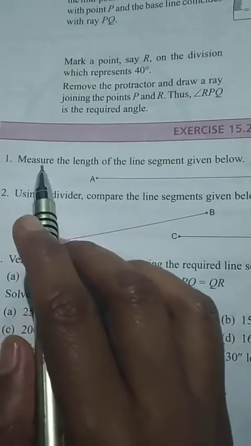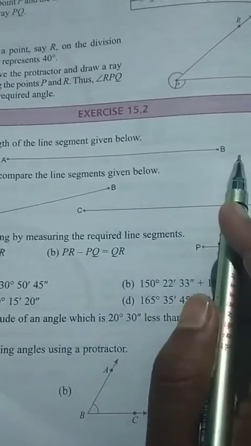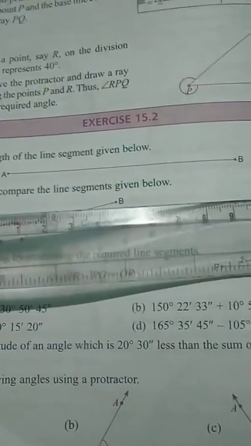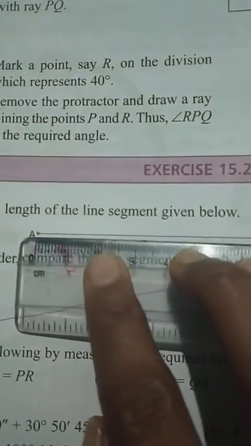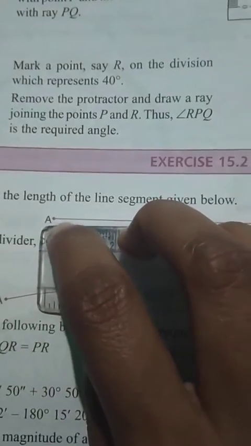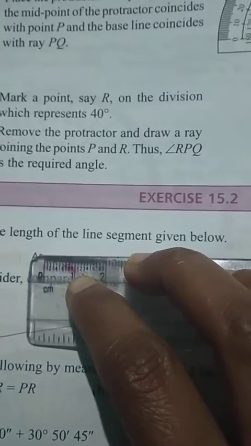Question number 1. Measure the length of the line segment given below. You have to measure this line segment. You know how to measure? By using your ruler or scale. You have to keep your scale like this. 0 is here. At this point, 0, you will put your scale at 0.